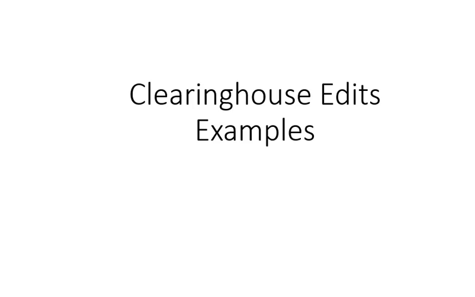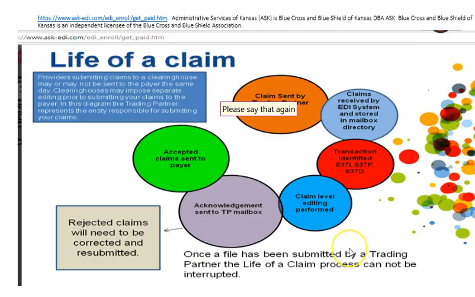We're going to talk first about EDI in general so you can recall the process. This image comes from Administrative Services of Kansas, which is a Blue Cross Blue Shield licensee. What you're seeing here is the EDI process from the trading partner.